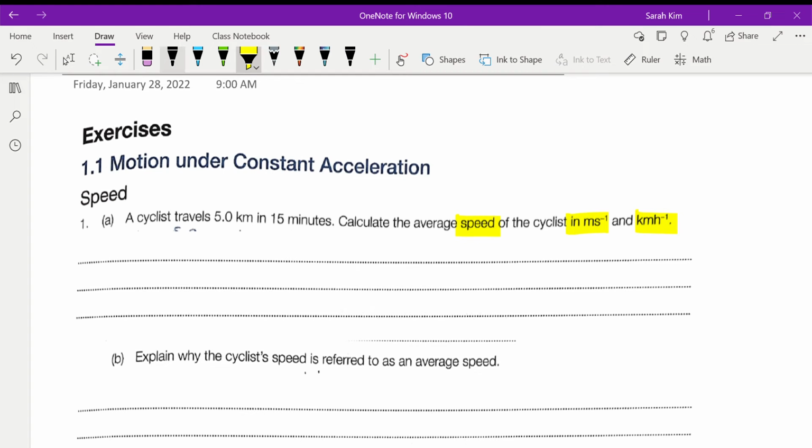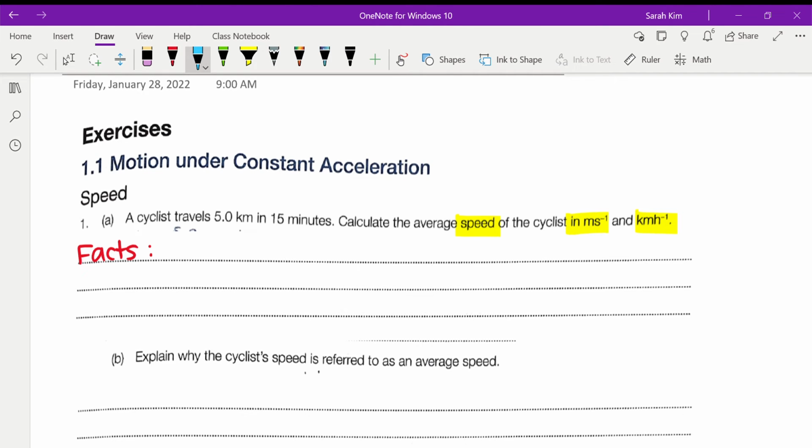Alright, so let's write some facts down. That's where I'll start. So for my facts, use symbols. Let's just use the blue pen.